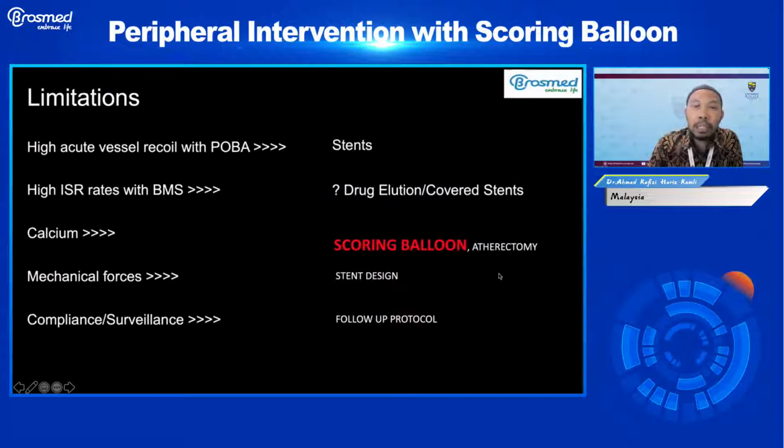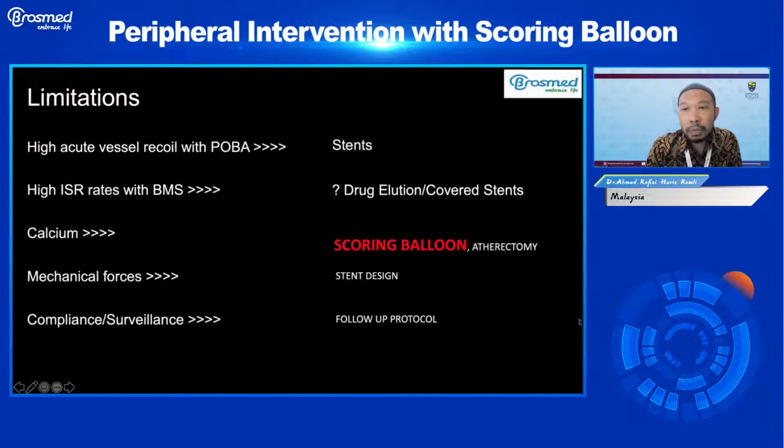However, we still have limitations. We have the recoil problem. The previous speakers talked about recoil problem, even in AVF, even standard POBA. Especially in peripheral realms, we tend to use stents, but if we use stents, we know that the instant restenosis is fairly high, and then you are forced to use drug elution technology, and then the problem with drug elution is that it won't really work in a heavily calcified vessel. So in this situation, it calls for something more advanced.